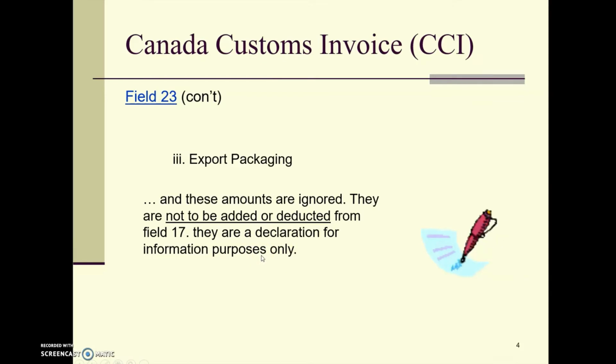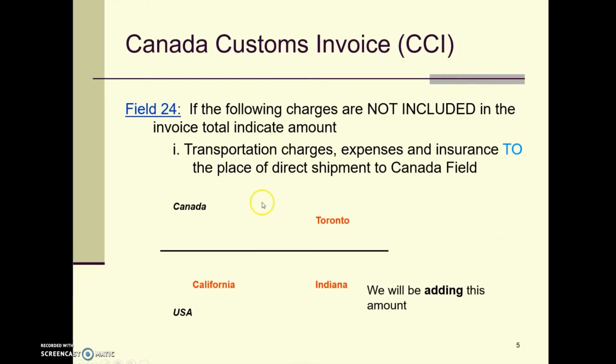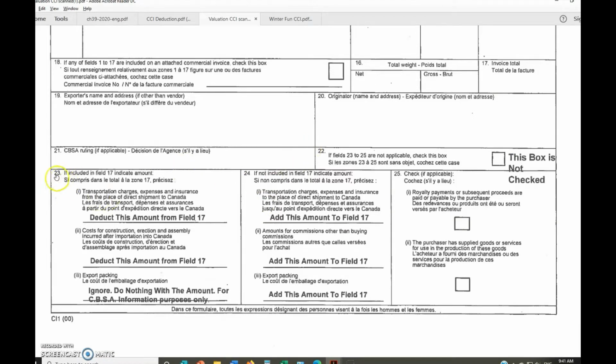Let's move on to field 24. Now field 24 is a little different. In field 23 it says if included in field 17. Field 24 says if not included in field 17. So the difference between 23 and 24 is these amounts are included in the price. In field 24, these amounts are not included in the price. And for each one of these three, we have to add this amount to field 17.